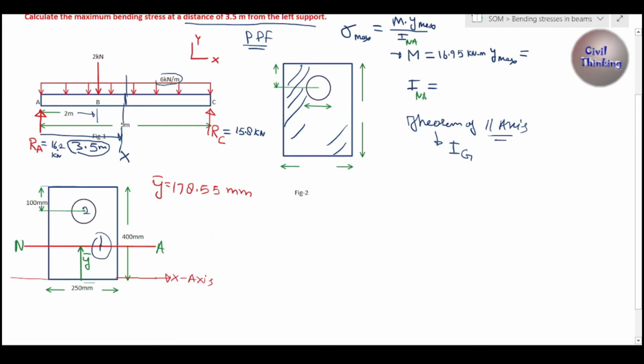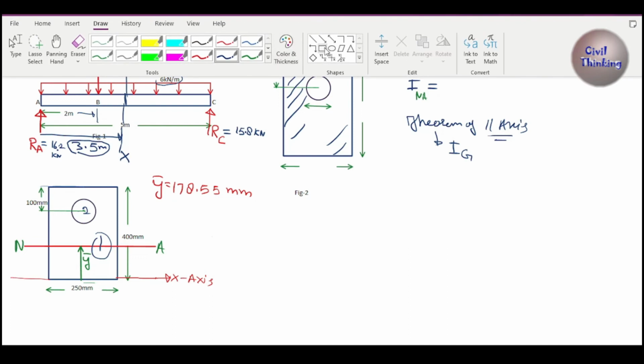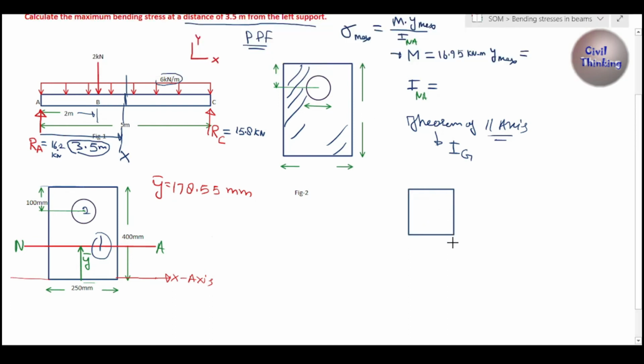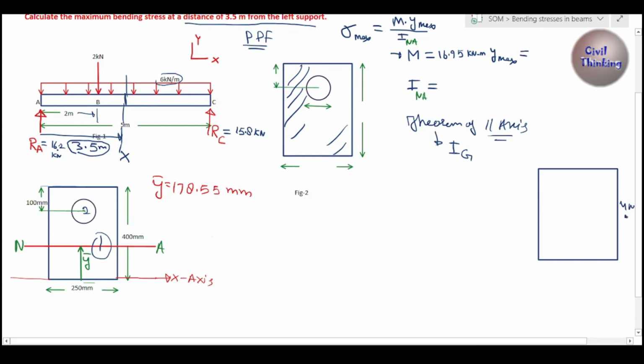We will find the moment of inertia of element 1, of course without the circle, about its center of gravity, because that's really easy to find. Let me show it here. I draw this right here. This is 400 mm.